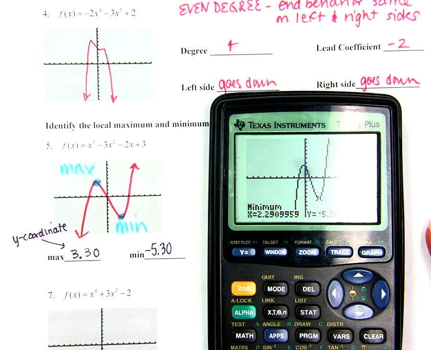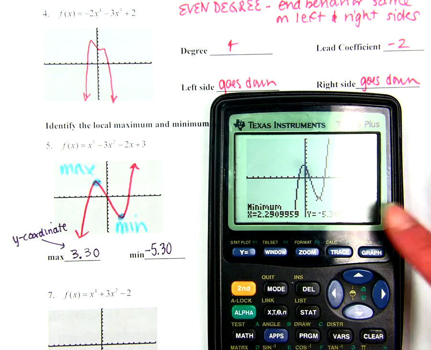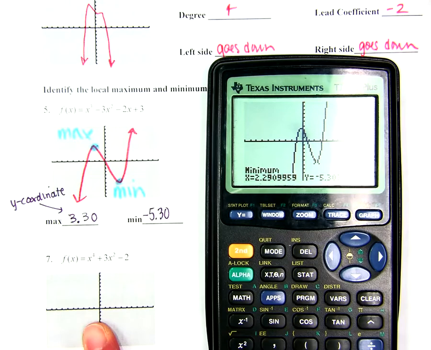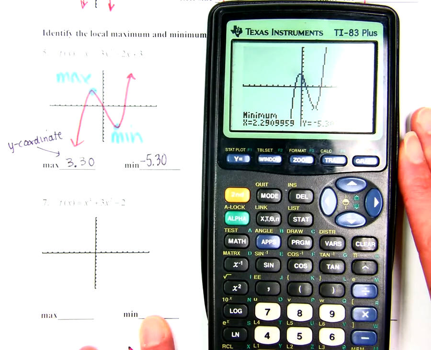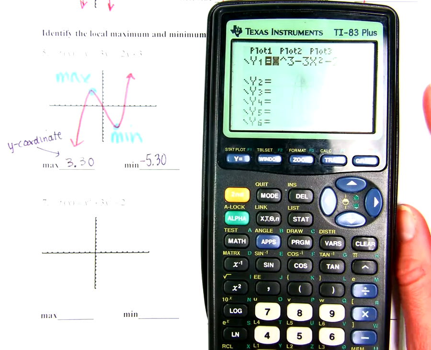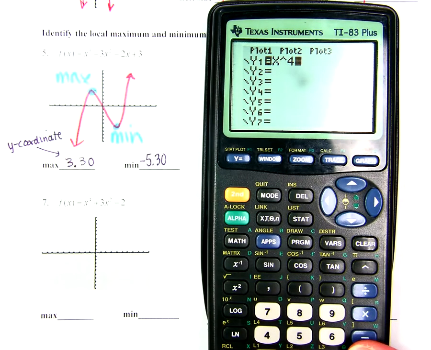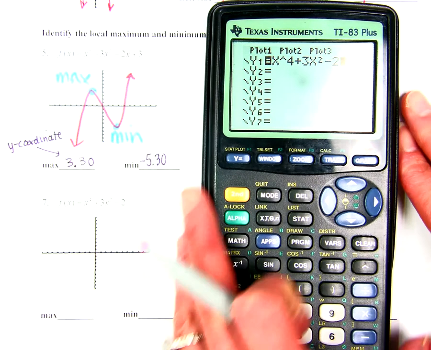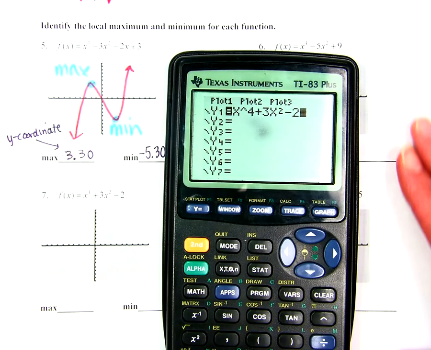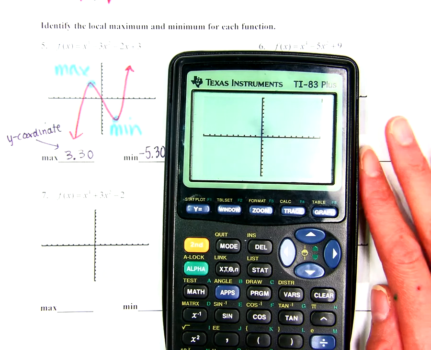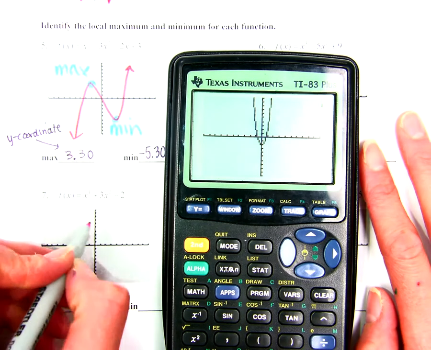Alright, I'm going to do a couple more. I'll do one more with the TI-83, and then I'll switch to the Inspire. Alright, so we'll just do this one. So go back to x to the 4th plus 3x squared minus 2. You have to go to y equals and then type in your new equation here. Okay, so I'm going to hit graph, and a rough sketch of my graph is here.